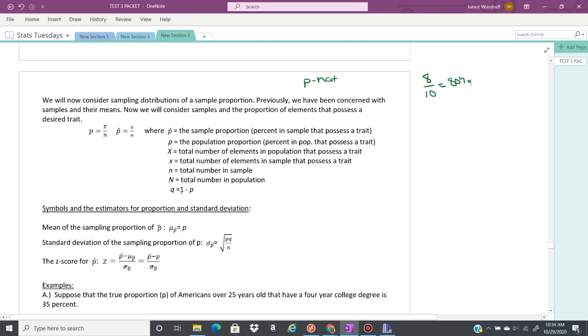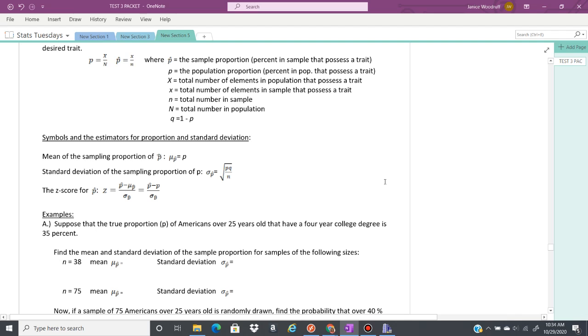And then Q is going to be 1 minus P. So remember that if some percentage of the population, say 80% of the population, has a certain trait, then you're going to have a percent of the population that does not have that certain trait. That would be your Q, so that would be the 20% there.